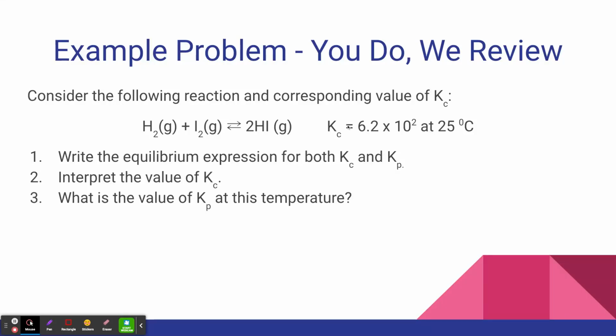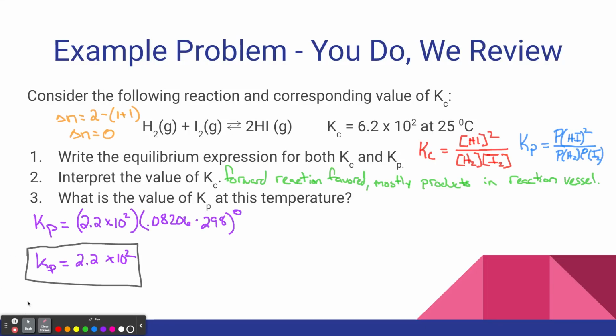So based on Kc, is the forward reaction favored? Is the reverse reaction favored? Is neither reaction favored? And then what would we expect to see in the reaction vessel? Would we mostly see reactants or products? Okay. And then finally, what is Kp at this temperature? So go ahead, guys, pause the video and try to solve these things for yourself.